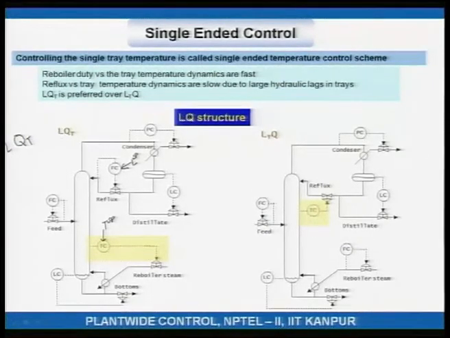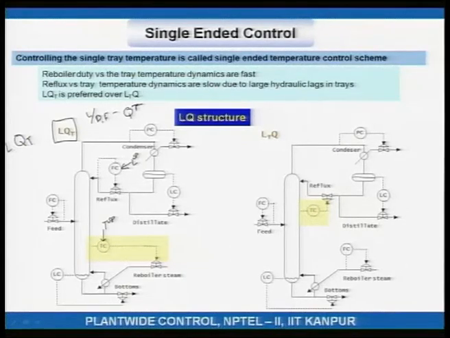By far, this is the most common control structure that you will find: LQT, or maybe L by D QT or L by F QT, where the reflux is maintained in ratio with the distillate or the feed, and a tray temperature is controlled by adjusting the reboiler duty. Why is this by far the most common?